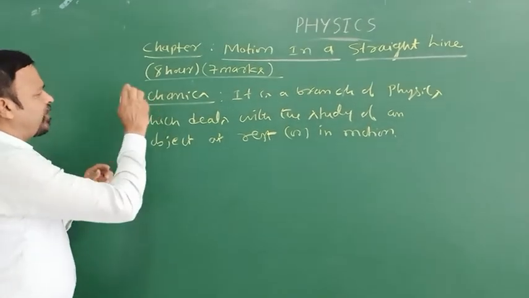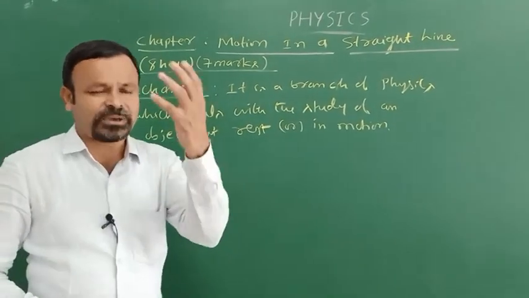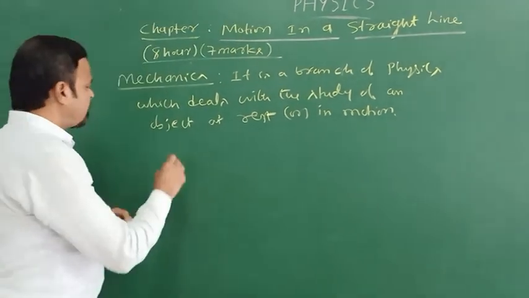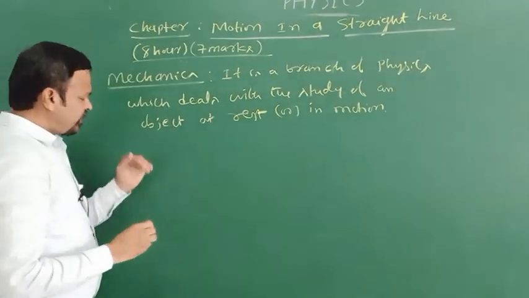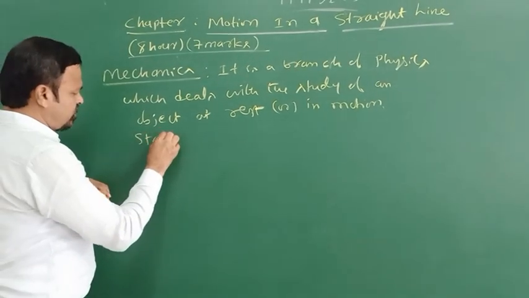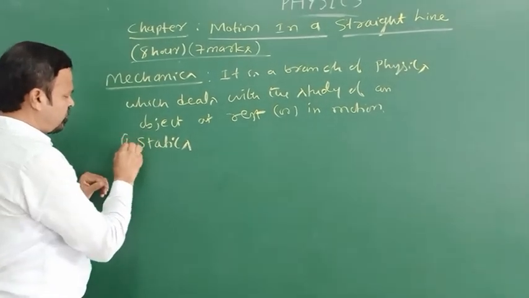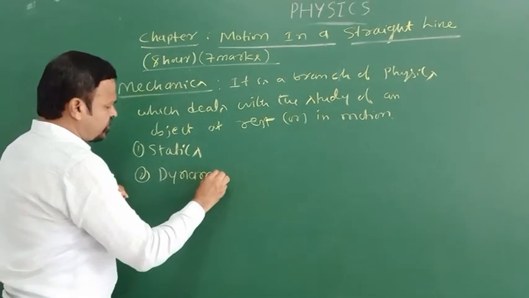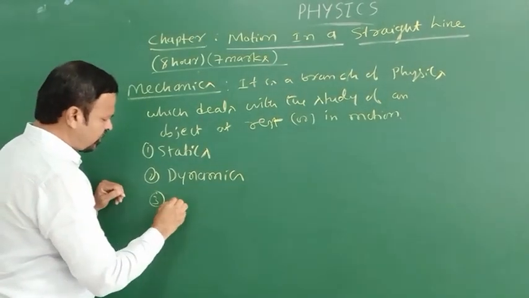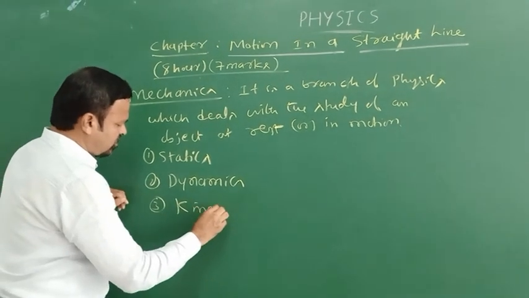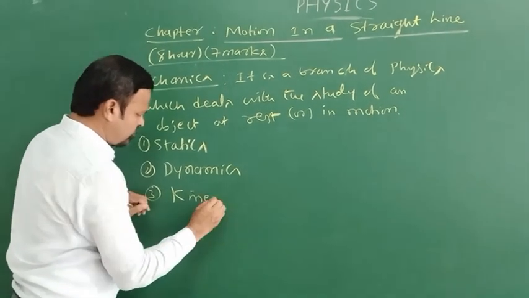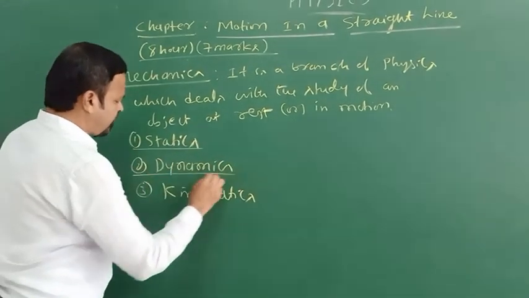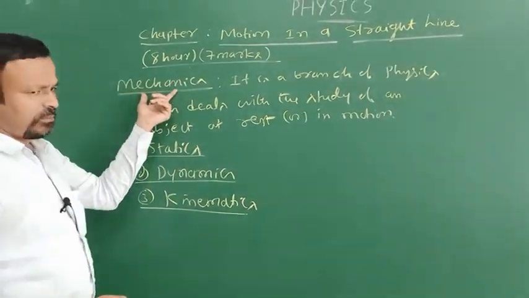Actually, in mechanics, here classical mechanics is discussed. It can be classified into 3 branches. One is statics, second one is dynamics, and third one is kinematics. These are the 3 branches of classical mechanics.